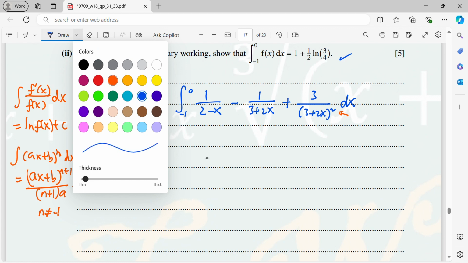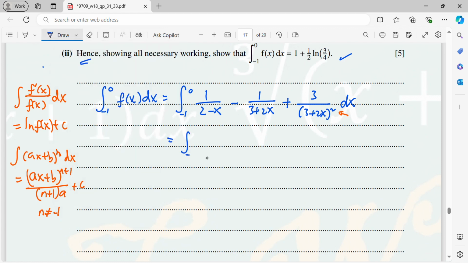So that means now here, you will be getting equals to integrate from minus 1 to 0, 1 over 2 minus x first. So when differentiate 2 minus x, that is minus 1. Write a minus outside to get positive 1. And then minus integrate 1 over 3 plus 2x dx with limits. Then when differentiate 3 plus 2x, that is 2. So to get back this 1, I will have to times half outside. Lastly, move up the square. So take out the 3, minus 1 to 0, 3 plus 2x degree negative 2.